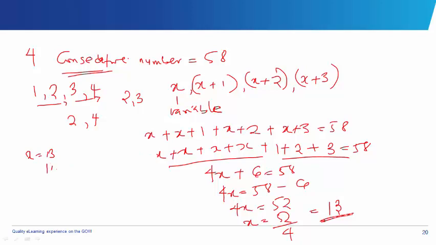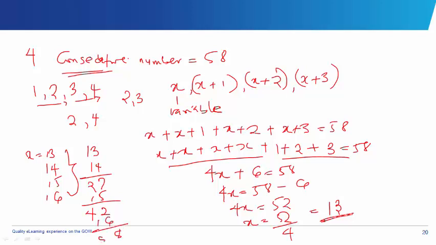And therefore the other numbers will be 14, 15 and 16. These are the 4 consecutive numbers. When you add all these numbers to confirm, they should give you 58. 13 plus 14 gives you 27, plus 15 gives you 42, then plus 16 gives you 58. Therefore, we are correct. This is one way of confirming in an exam that your answer is correct: you can walk backwards to verify. If it doesn't give you 58, that means there's a problem.